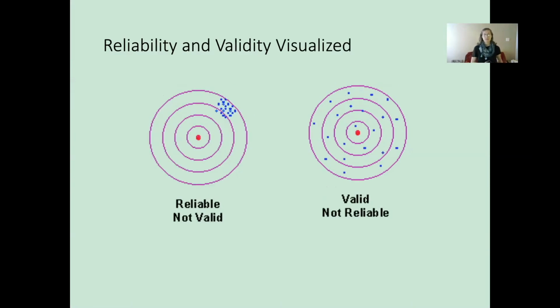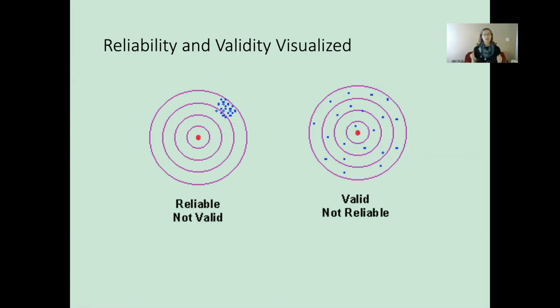On the left, we have one that represents reliable, not valid. And that shows a lot of our blue dots clustered very, very close together. So remember, if they're consistent with each other, that's reliability. If your second dart ends up close to your first one, it's reliable, even if your first one's not close to the target. And that's what we're looking at here.